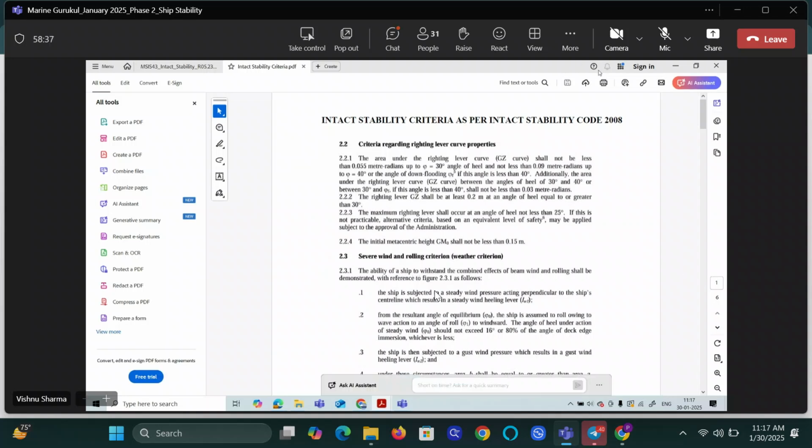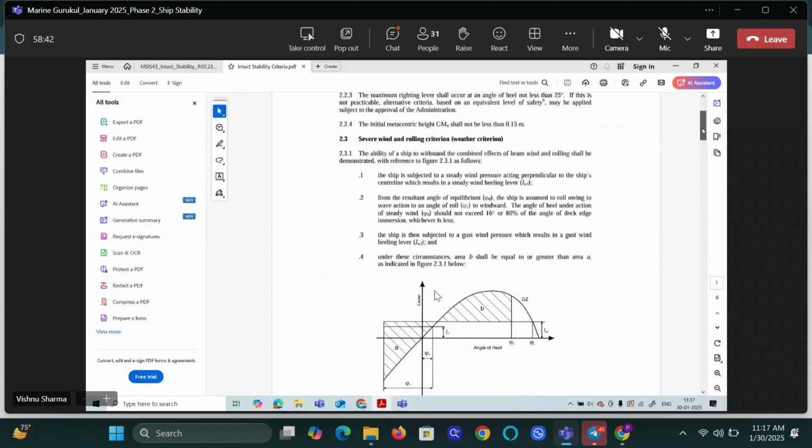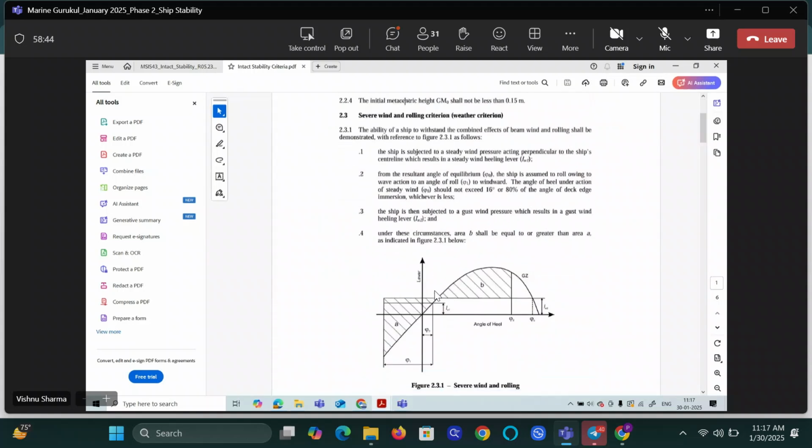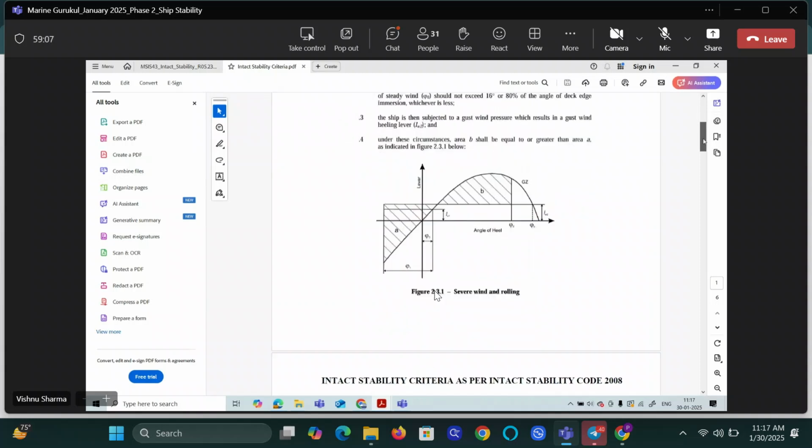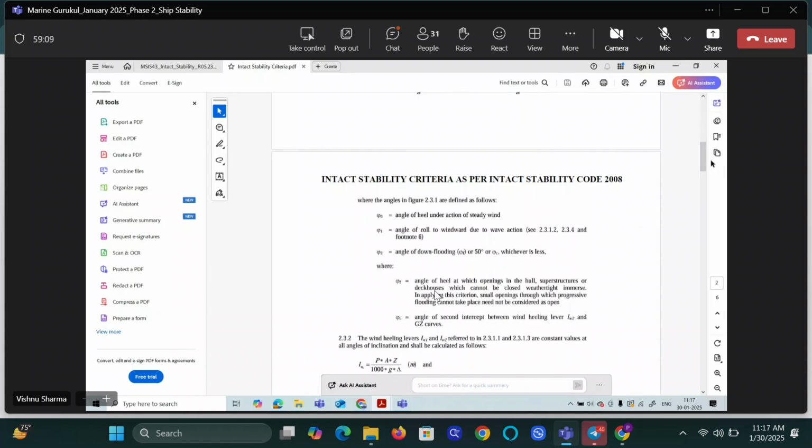You see, guys, this is from the Code of Intact Stability. This is the severe wind and rolling criteria, the weather criteria. This is the diagram. Now, if I give you this diagram like this, then obviously you will either mug it up or you will not be able to complete. But now you know how to make this diagram, correct, beta? Is that okay? What has he done? He's given the formulae separately elsewhere. All this is the same thing that we have covered.